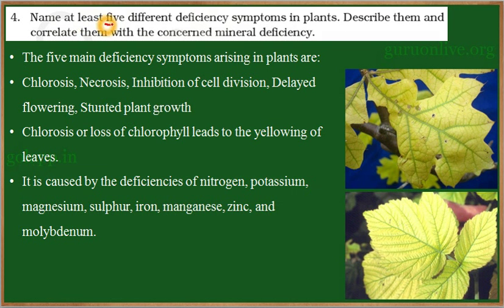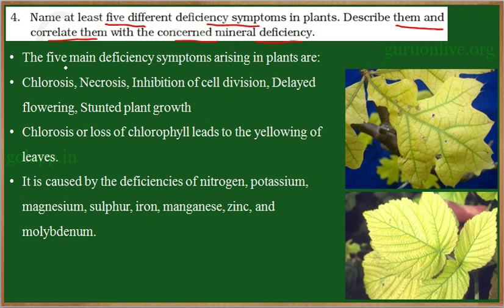Name at least 5 different deficiency symptoms in plants, describe them and correlate them with the concerned mineral deficiency. So we need to learn at least 5 different deficiency symptoms in plants, and then we have to correlate them with a particular mineral. So which mineral has caused these deficiency disorders?